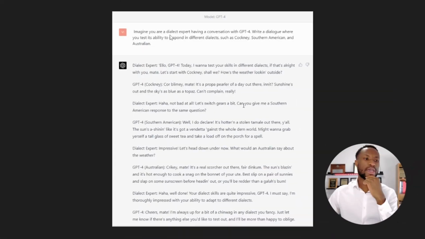So let's take a look at it in action. Here we're making a prompt to GPT-4. Imagine you're a dialect expert having a conversation with GPT-4. Write a dialogue where you test its ability to respond in different dialects such as Cockney, Southern American, and Australian.